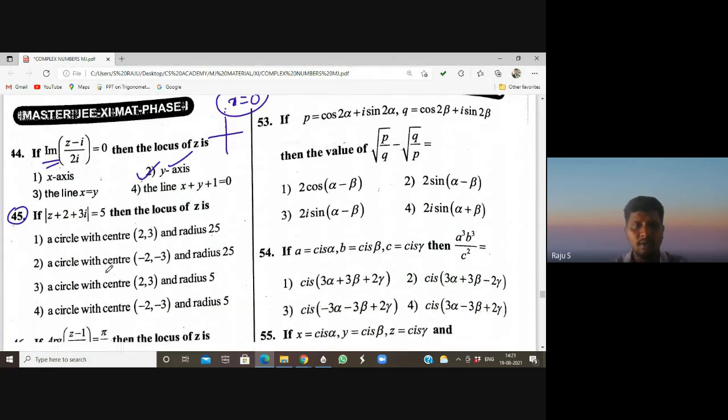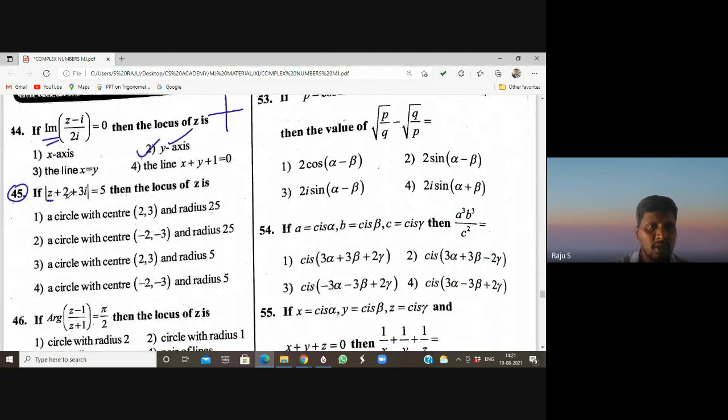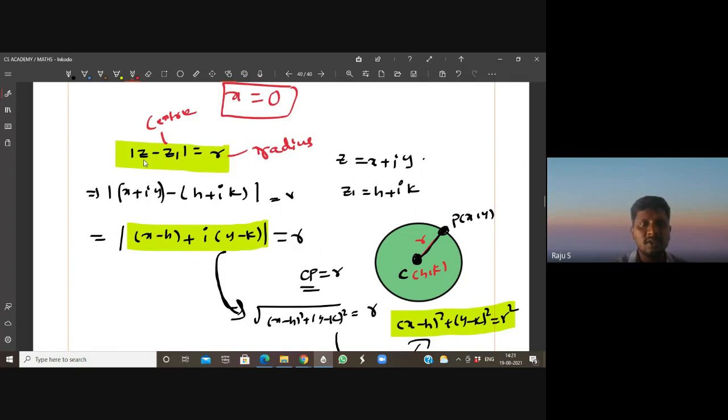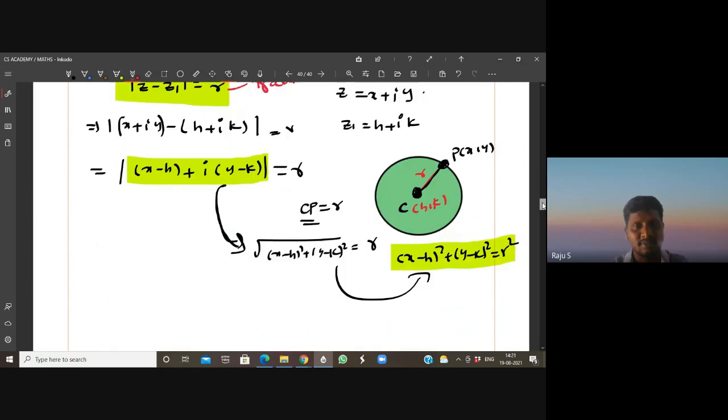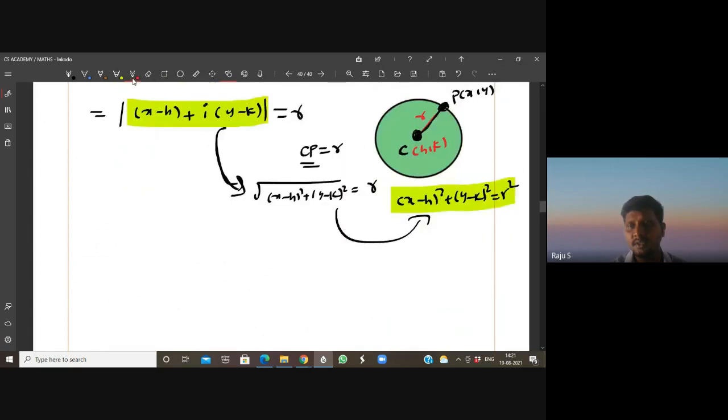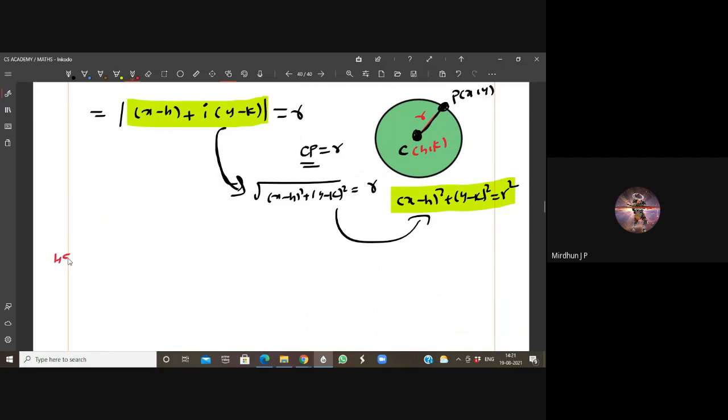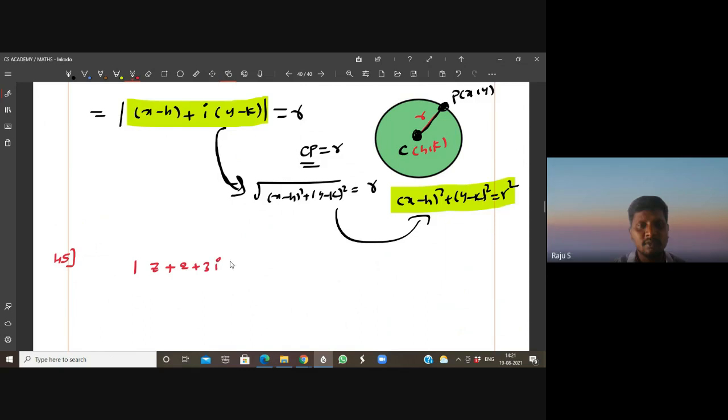Like this is an expression, this is a point. See, what is the circle equation in complex mode? Z minus z1, not plus. Okay, so let's see here. What is the question they have given here? Modulus of z plus 2 plus 3 iota is equal to 5. Nothing but here, shall I write like this? Modulus of z minus of bracket minus 2 minus 3 iota is equal to 5.